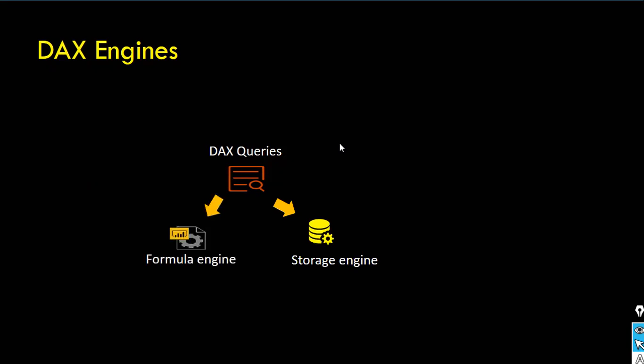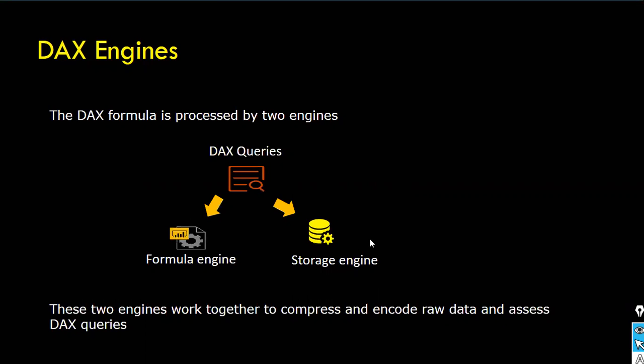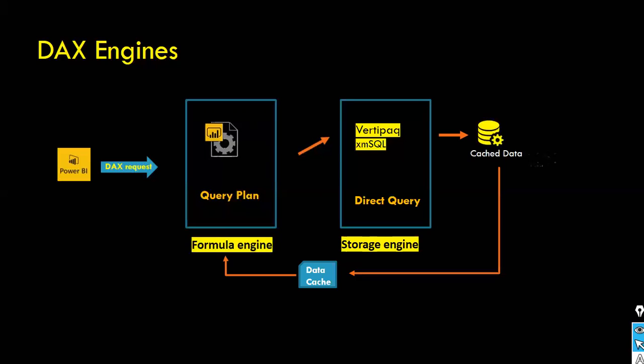And the next one is we will take a look at the DAX engine. Now let us understand the mechanics of how a DAX formula is processed behind the scenes by the DAX engine. The DAX query engine is composed of a formula engine and something called the storage engine. These two engines work together to compress and encode the raw data and access your DAX queries. Now we will explore the role of these two engines, the formula engine and the storage engine, and what they are doing behind the scenes.